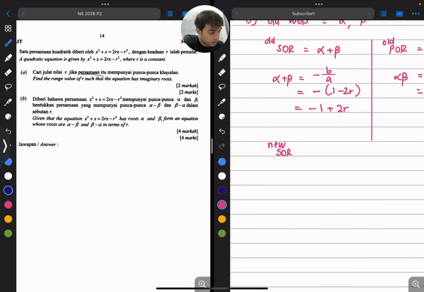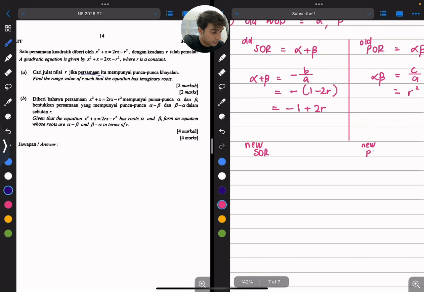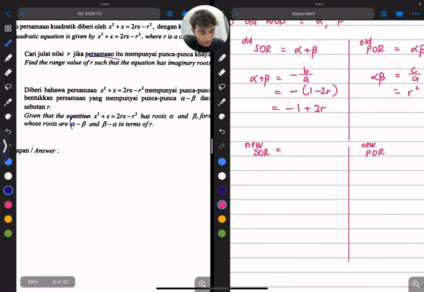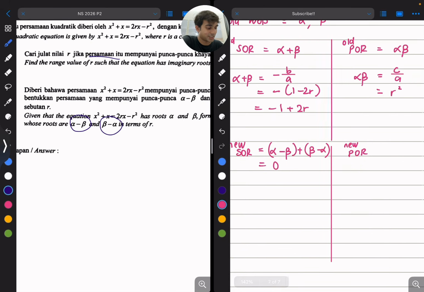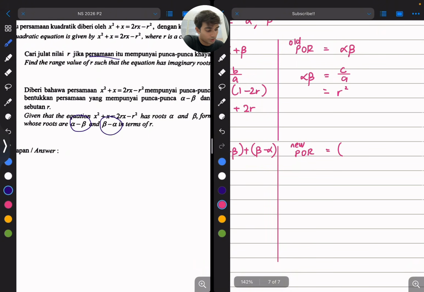New SOR and our new POR. New sum of roots will be this plus this. So you can say alpha minus beta plus beta minus alpha. Alpha minus alpha cancels off. Negative beta plus beta can, so it's just 0. Nothing. New product of roots will be alpha minus beta times beta minus alpha.